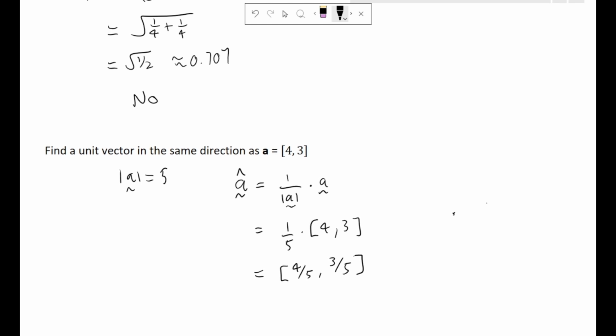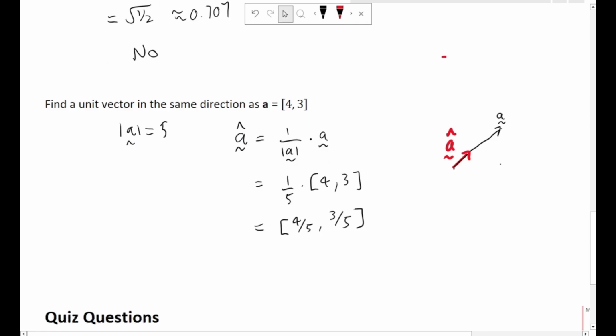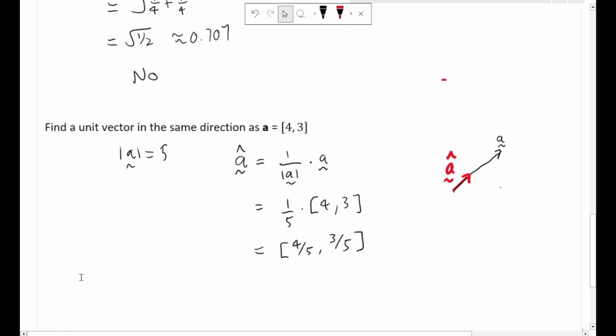So if you look at your original vector A that goes 4 right and 3 up, it's pointing something like that, A. And then if we want to look at A hat, it's that red vector there. And that just doesn't go quite as far. So it only has a length of 1, whereas A has a length of 5. If you want to be really fancy, you can actually work out the modulus of this, which we will do as a demonstration.